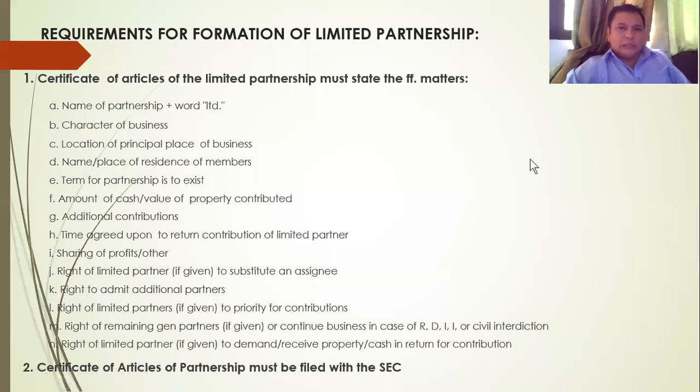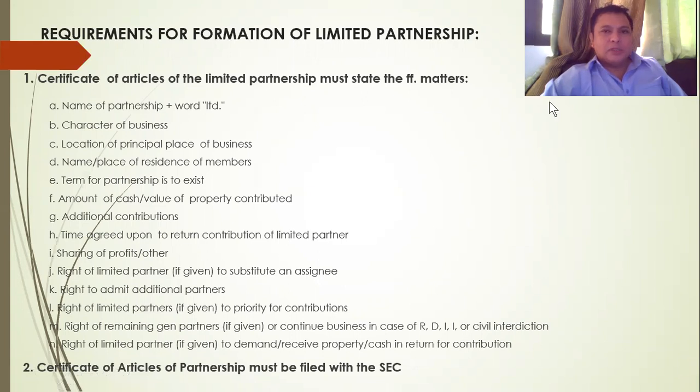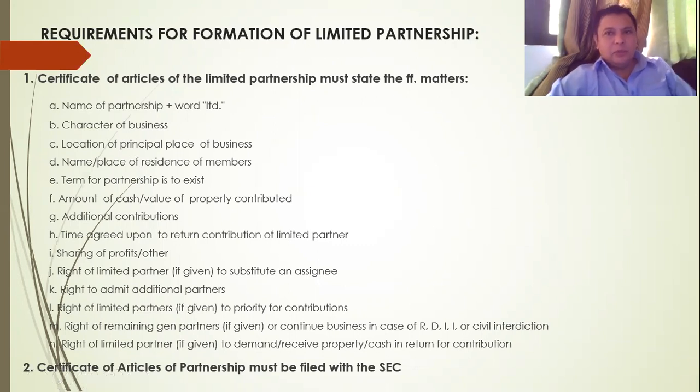Okay, now we'll discuss the requisites which the law requires that a limited partnership must comply with. These are the statutory requirements stated in the first characteristic. These must be complied with and must be stated in the articles of a limited partnership. The articles is the agreement between or among the partners.